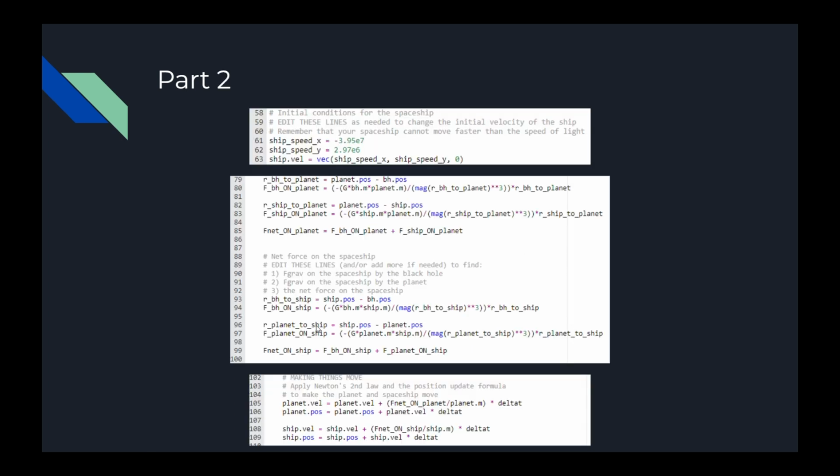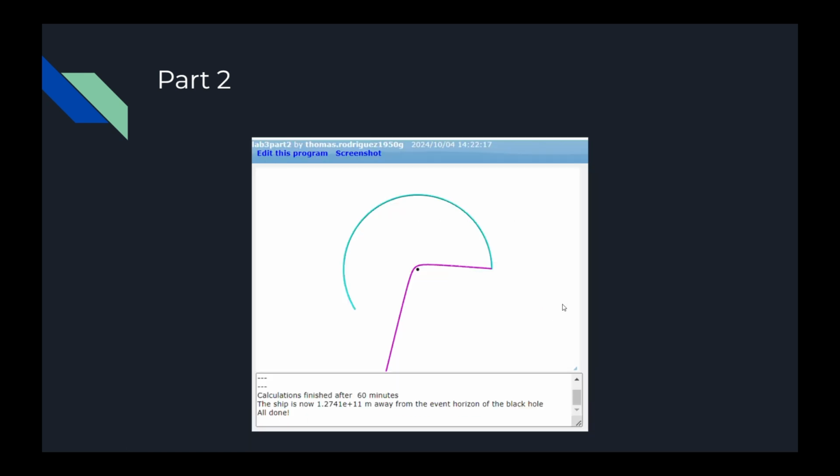And then for Part 2, this is where I solve for the initial velocity, which I did through trial and error. And then here in this code, it's just solving for things like displacement and using the gravitational force. And then here is the velocity update formula and position update formula. And this is what is created from the code. So the purple path is the path of the spaceship and the blue path is the path of the planet.